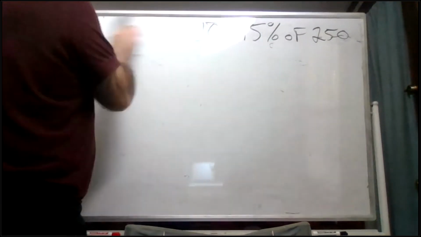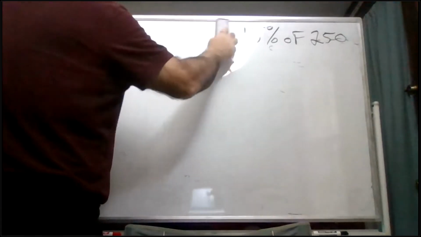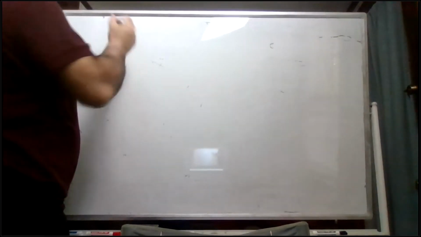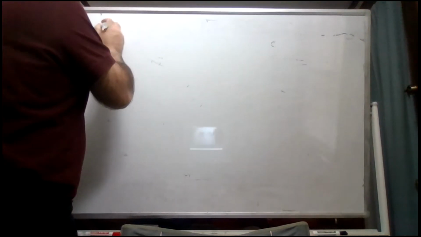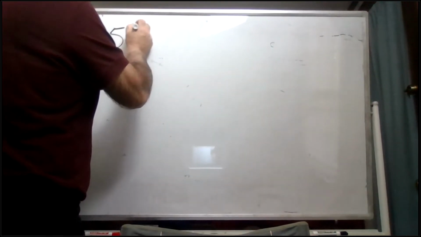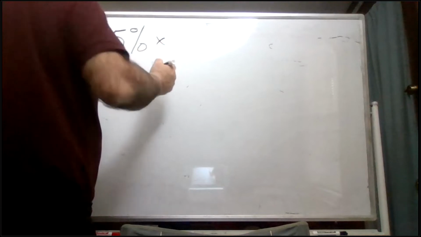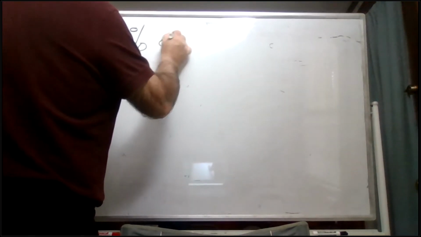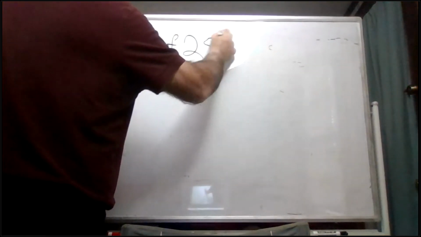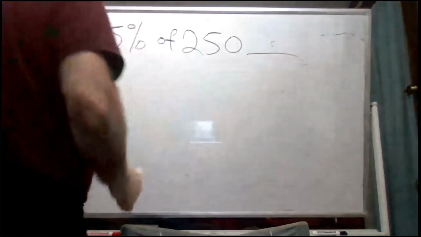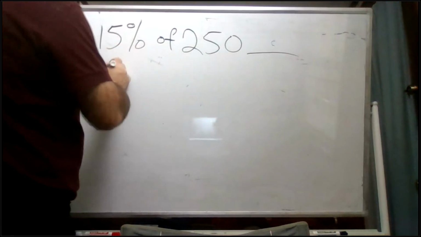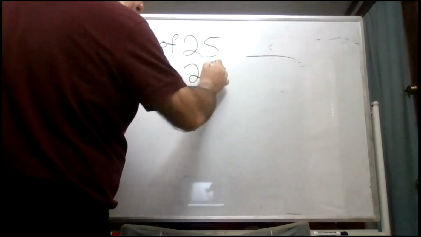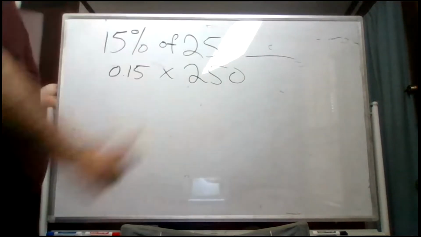All right, and then say you go out with your friends, and maybe the waitress isn't the best waitress in the world, or waiter, and you don't want to give the waiter 20%. So 15% of 250. If you do it, it would be 0.15 multiplied by 250. That's how you do it on a calculator.